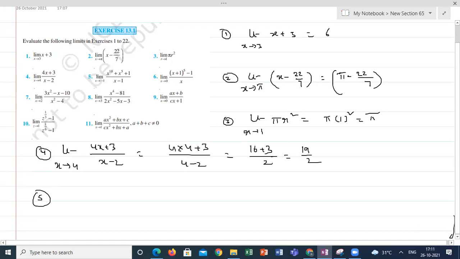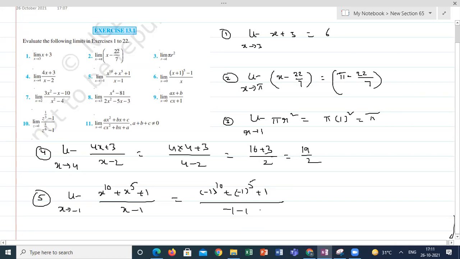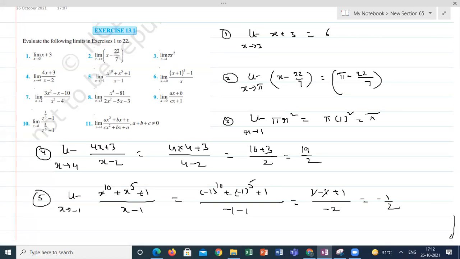Fifth question, limit x tends to minus 1, x power 10 plus x power 5 plus 1 divided by x minus 1. So what is the answer? Minus 1 whole power 10 plus minus 1 whole power 5 plus 1 divided by minus 1 minus 1. What is the final answer? 1 minus 1 plus 1 divided by minus 2, the 1s cancel. The answer is minus 1 by 2. Is it clear? Yes, sir.